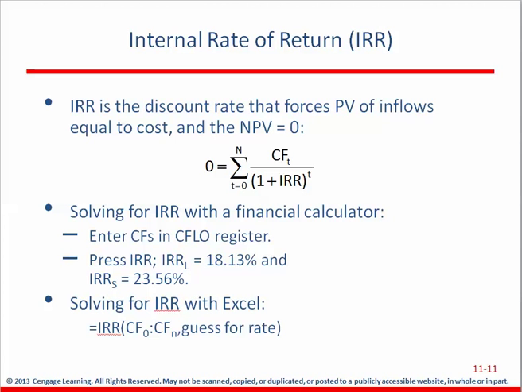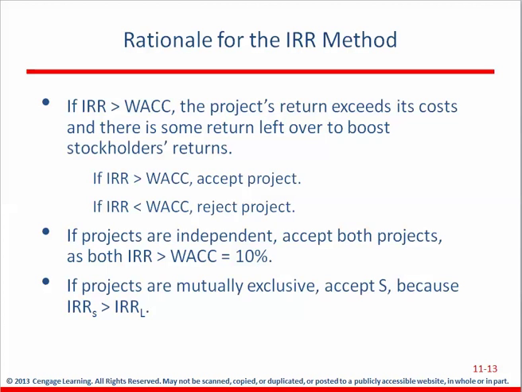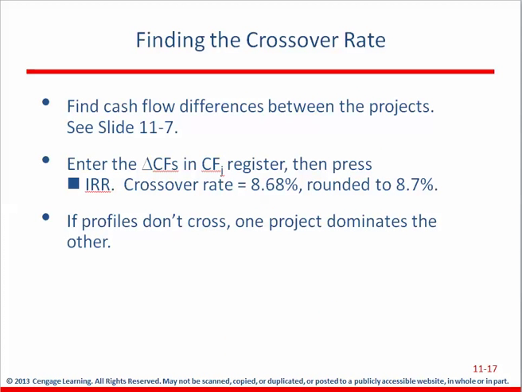Okay, so let me go back to where we were. Okay, so find the cash flow differences between the projects on 11.7, that's where we just were, and enter the delta cash flows in the cash flow register and press IRR. And so the crossover rate is 8.68%, rounded to 8.7. Okay, so we just input the cash flows just like we did for the other one.